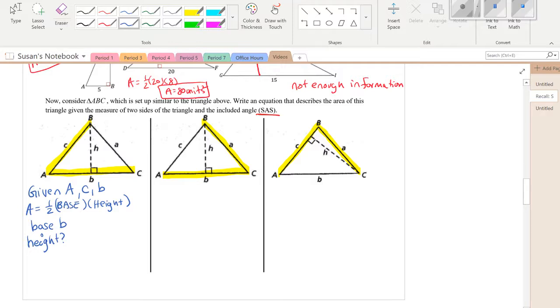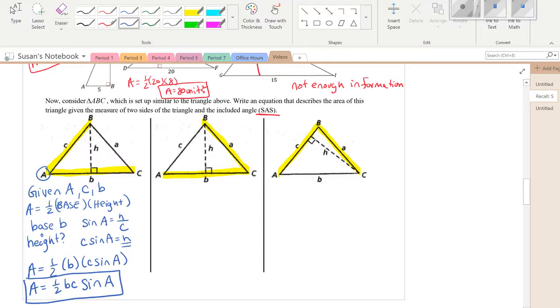If we know C, A, and B, yes, we can use the law of sines. So if we know this angle, we know that the sine of angle A is equal to opposite, which is H, over hypotenuse, which in this case would be C. And C, notice, was one of our given lengths. So C times the sine of A equals H when we solve. So the formula would be area is equal to 1/2 the base, which in this case is B, times C sine of A, because that's my H. So area equals 1/2 BC times the sine of A.